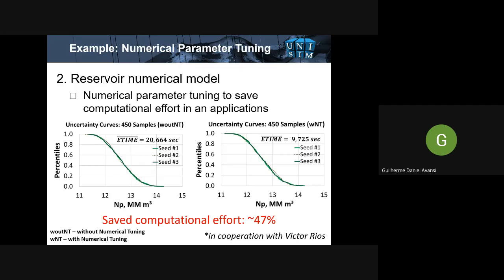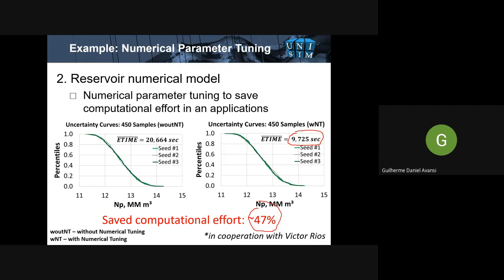And with a good numerical parameter here, the same model, the same parameter input, we use 9,000 seconds. So as you can see here, we have the same behavior, the same curves, the same everything here. We save a computational effort of 47% here. So this is an important thing when we are talking about building our reservoir simulation model.